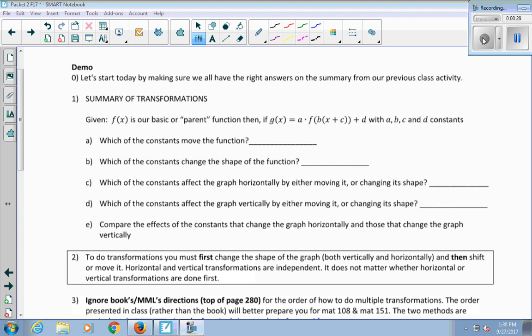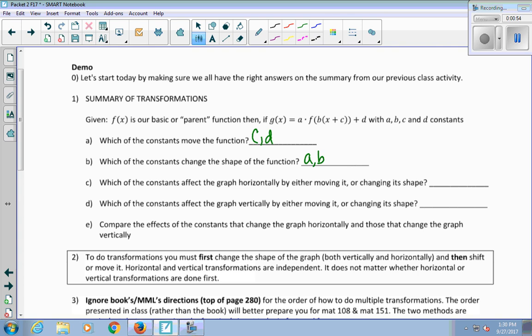Which of the constants move the function around, shift it? That would be C and D. Those are our shifting. Adding and subtracting causes a shift. Which of the constants change the shape of the function? That would be A and B. Multiplication causes a stretch or a shrink, which is going to change the shape.